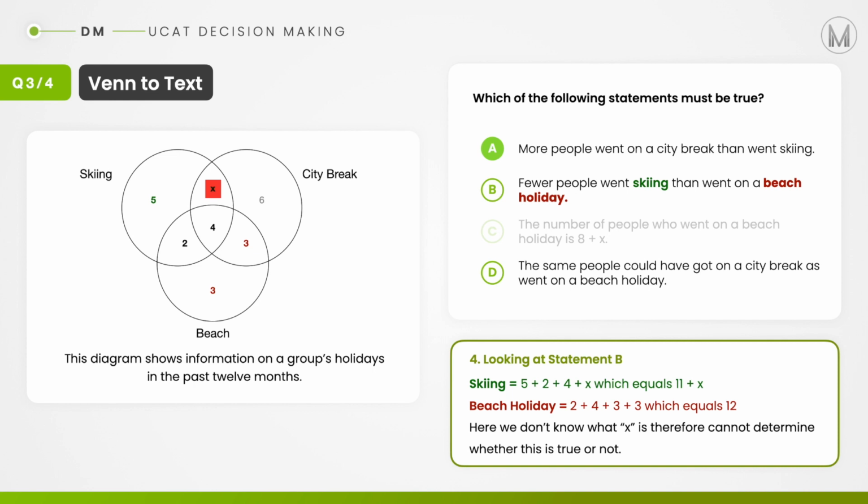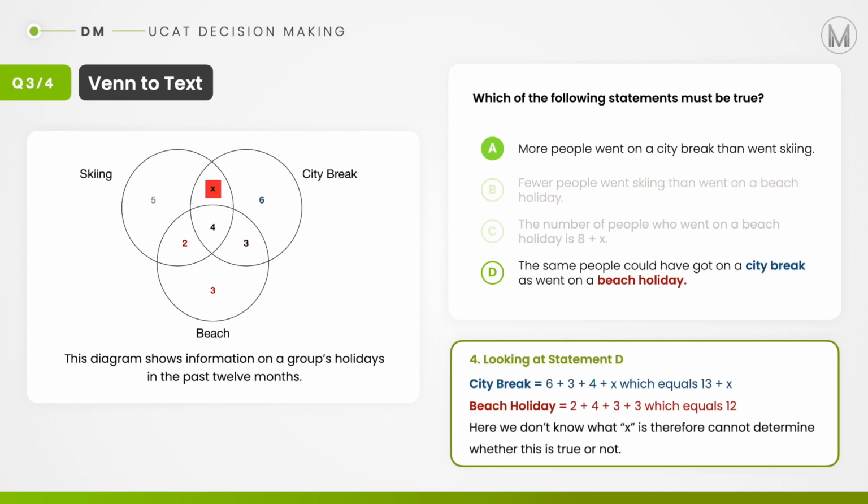So for answer option B, fewer people went skiing than on a beach holiday. So we're comparing that 11 plus x total to that 12 total. We have no idea what that x means. We know it must mean 1, we're guessing, but that would be equal, so we don't know anything about fewer or more, so we can't make any sort of conclusion on B there.